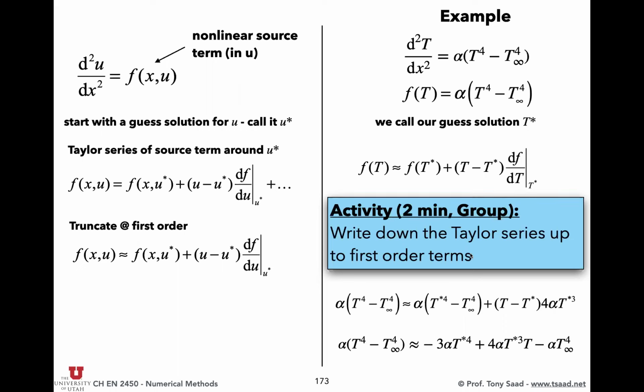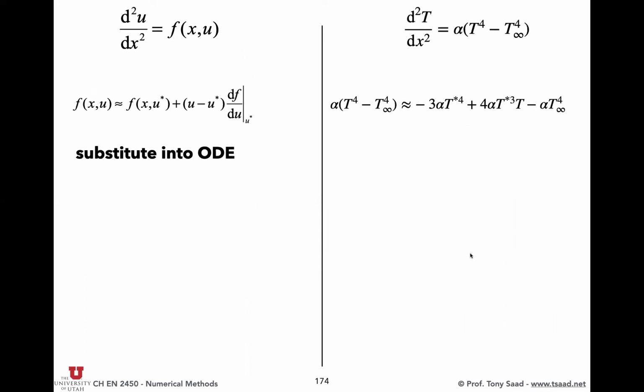So I would typically just simplify the algebra like I'm showing here. So my full source term becomes minus 3 alpha t star to the fourth plus 4 alpha t star cubed times t minus alpha t infinity to the fourth. Again, t is our unknown, okay? And t star is only a guess. That's why there's no nonlinearity over here anymore in terms of t. Everything is linear in terms of t, as long as we know t star. And t star is a guess, and we're going to refine it. We'll see in a second.